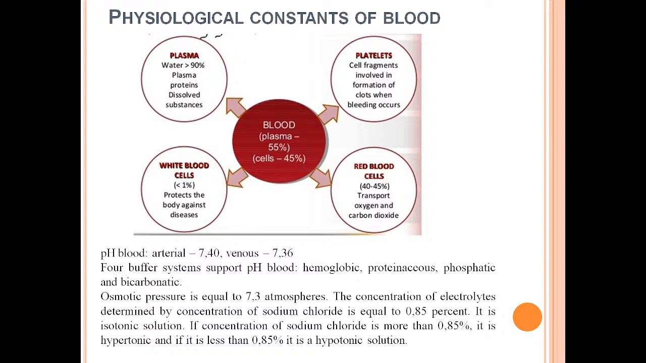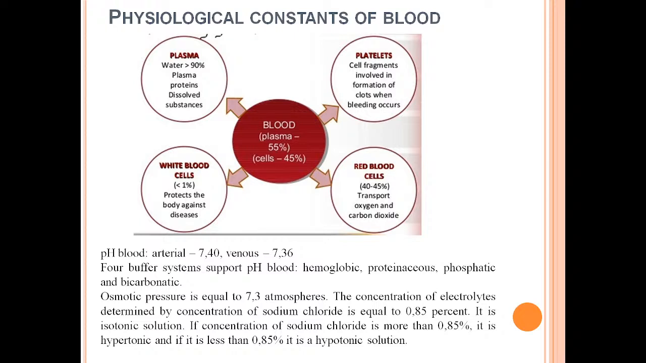The pH of arterial blood is 7.4, venous 7.36. Buffer systems support the pH of blood: hemoglobin, protein, phosphate, and bicarbonate. Osmotic pressure is equal to 7.3 atmospheres. The concentration of electrolytes determined by the concentration of sodium chloride is equal to 0.85%. It is an isotonic solution.